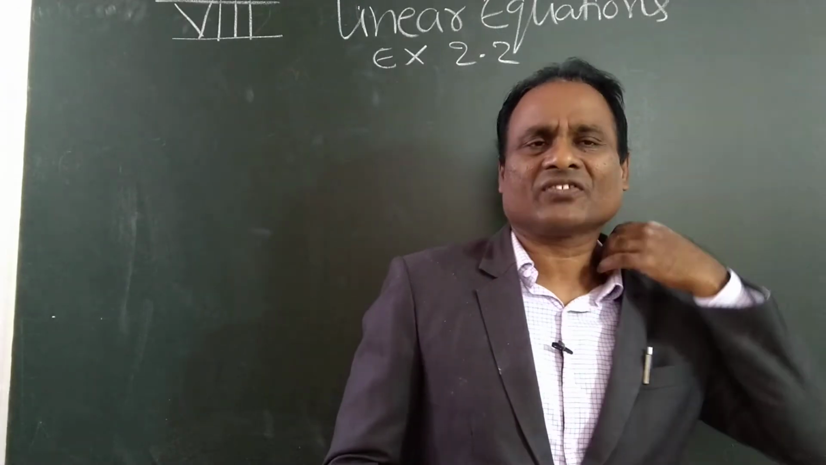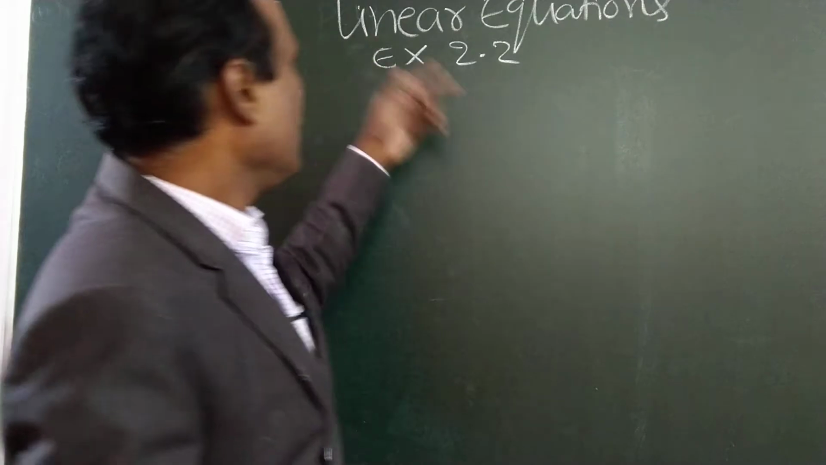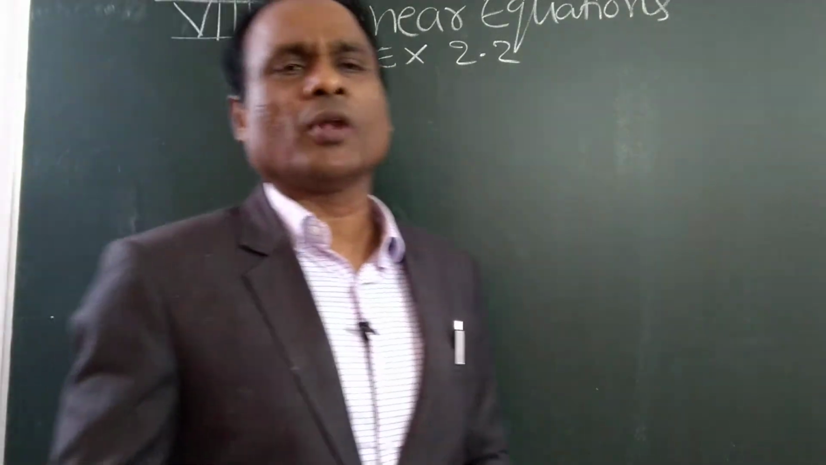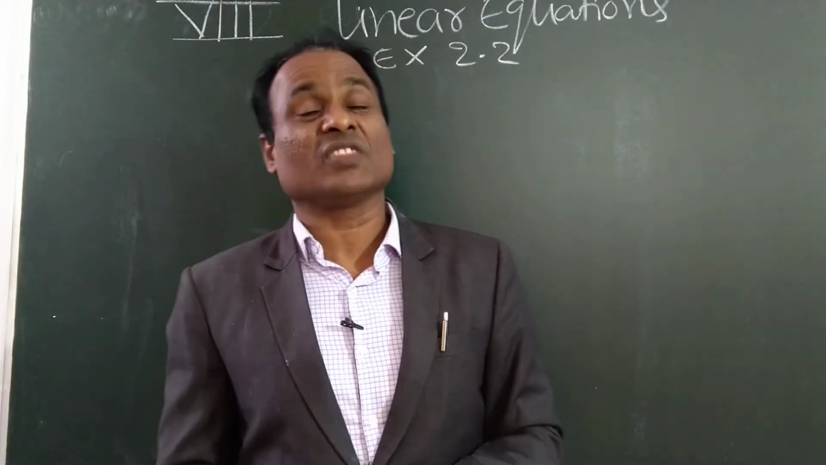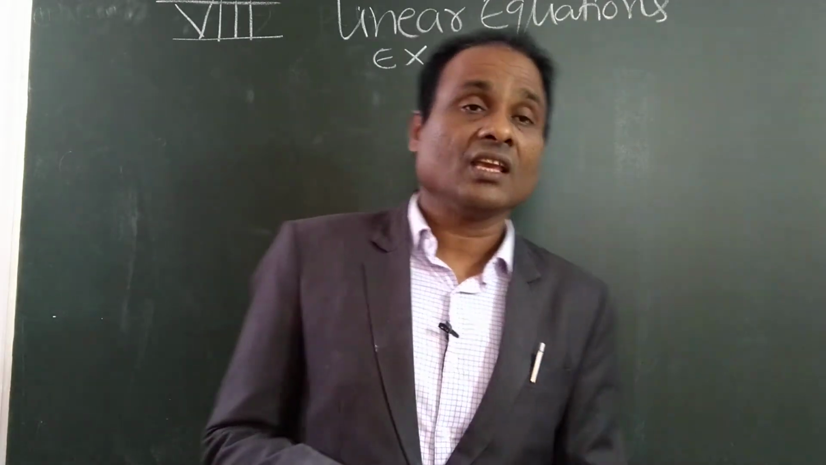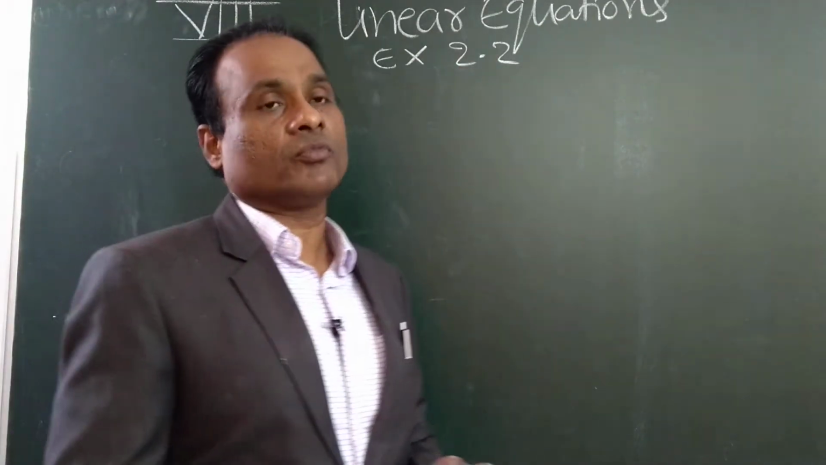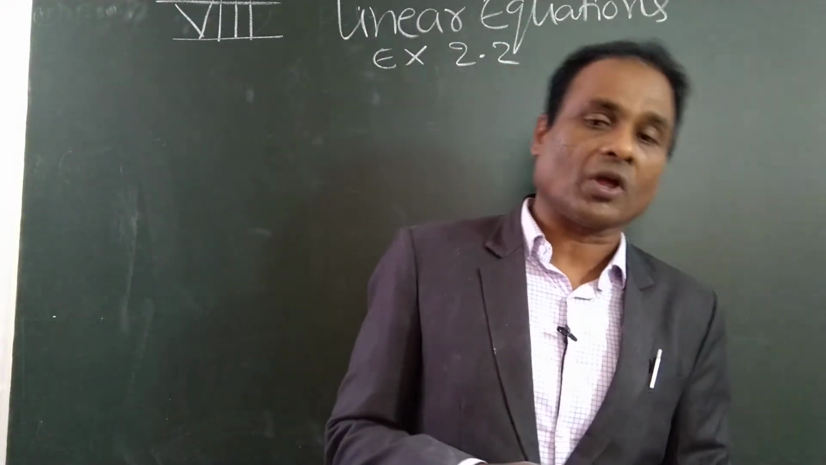After completing the first chapter, rational numbers, we started linear equations. Actually, linear equations is a simple concept, but when we get some theory problems, it will be a little bit difficult. So we completed the first exercise. In the second exercise we have only 4 problems. Today we may complete the 4 problems.